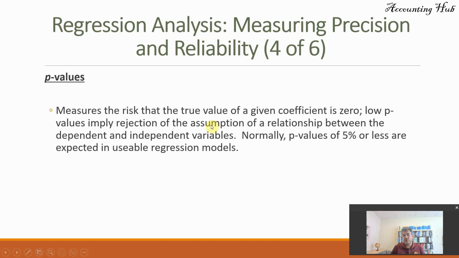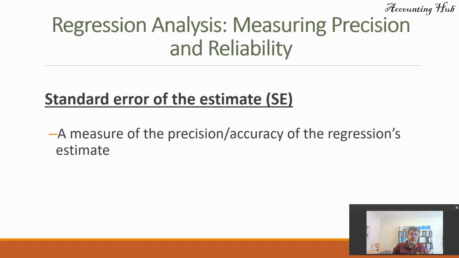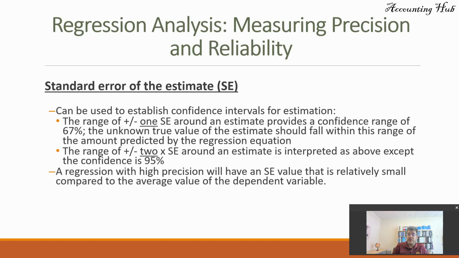Then the p-value, usually we use a p-value less than 5%, just like any hypothesis test. And the standard error is the measure of precision or accuracy. What do we do with the standard error? That is one standard deviation. So minus or plus one standard error means that two thirds of our data will be there, two standard errors 95%, three 99%. So a lower standard error is good.